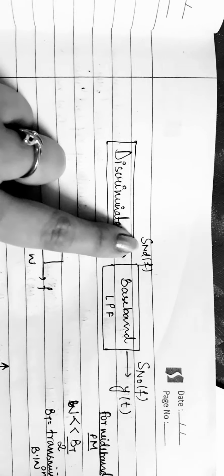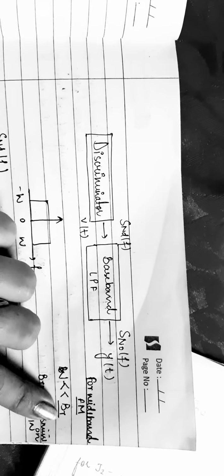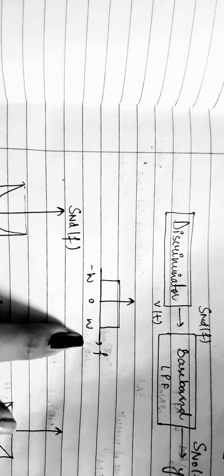Now, we have passed through the discriminator, and we get the output v(t) and S_ND(f). After passing through the baseband filter, we get the output y(t). Now, for wideband FM, we know that W is less than B_T by 2, where B_T is the transmission bandwidth. After passing through the baseband LPF, it gets converted into a band-limited power spectral density, and the output has a bandwidth of W. So the bandwidth is W, and it ranges from -W to W.